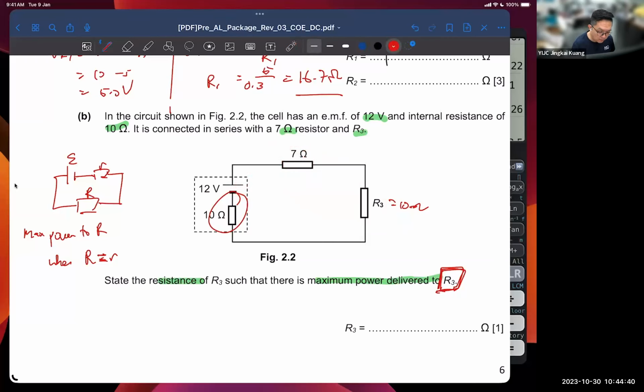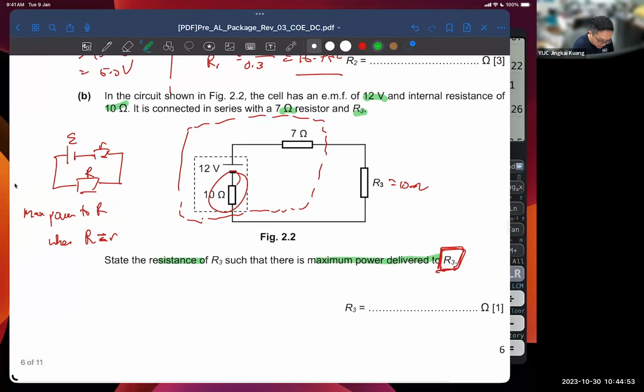So now my circuit becomes wider like this. That means if I write out my effective internal resistance here, it becomes 10 plus 7. So this is 17 ohms.